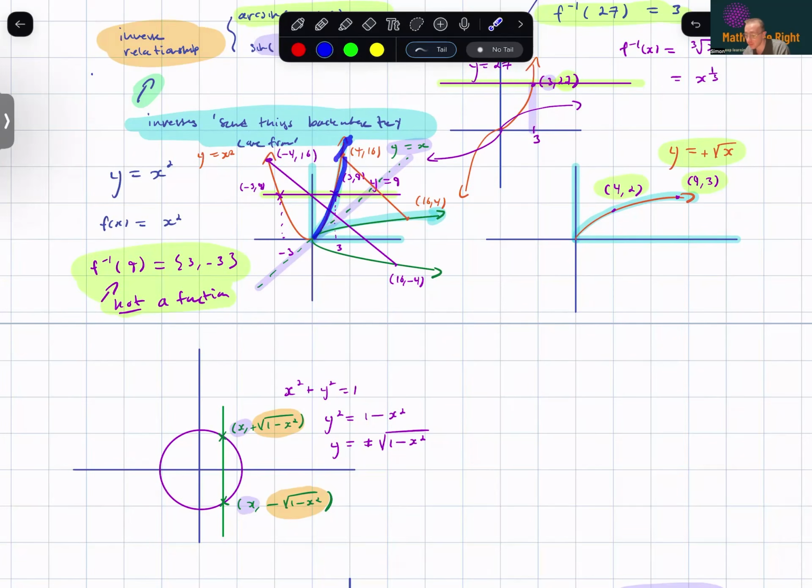We could have picked the right side here, or we could have picked the left side. We went with the positive square root. We could have just as easily gone with the negative square root and said y is equal to negative square root of x, and it sends 9 to negative 3, and 4 to negative 2.